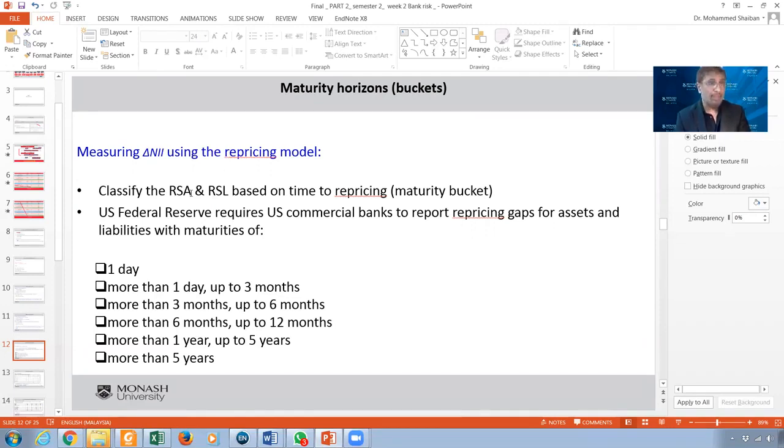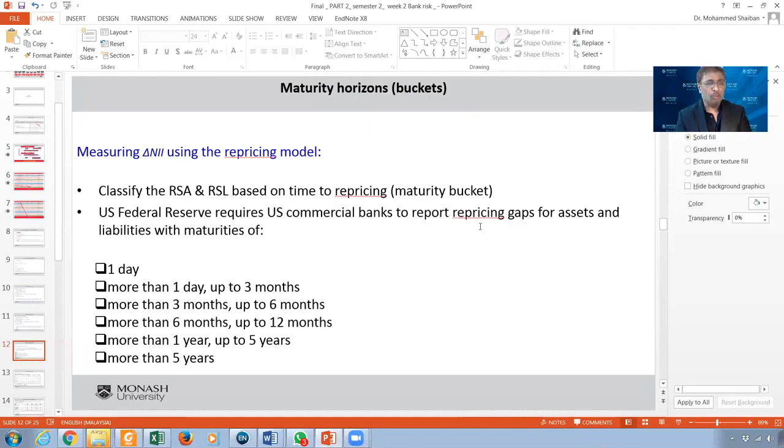Now, what they do in the banks, and this is what the US does, the US Federal Reserve requires US commercial banks to report repricing gaps. Same in Australia, and I think the same in this country. But I know in Australia they report it, and I will show you. The central bank keeps asking for many different reports, especially for credit risk, but the interest rate risk is one of the requirements. So in the US, they ask commercial banks to report repricing gaps for assets and liabilities.